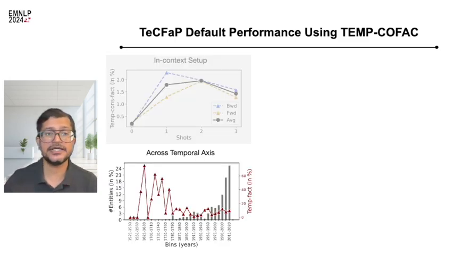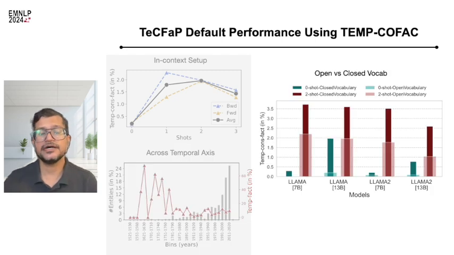The second one is where we try to find out the performance across the temporal axis. What we find is that for the entities associated with a historical time frame, the performance is much better compared to the entities which belong to the contemporary time period.